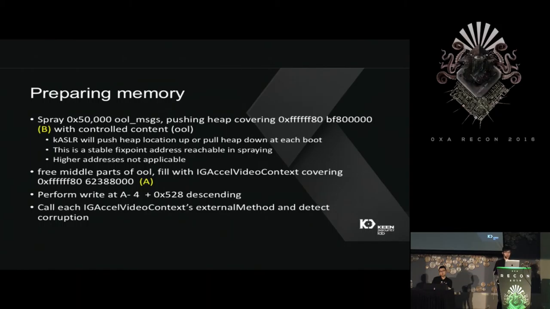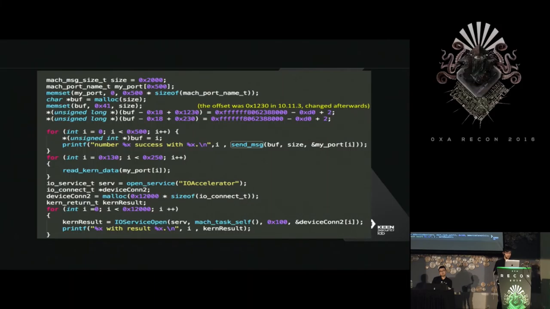And we will call each IGXL video context external method. If one of them is corrupted, when we call its external method, like a context finish, the RIP will be redirected, and we will get control of the control flow. And this is some snippet code for the spray.